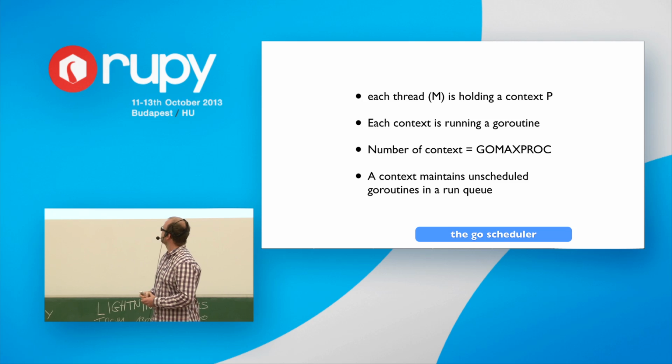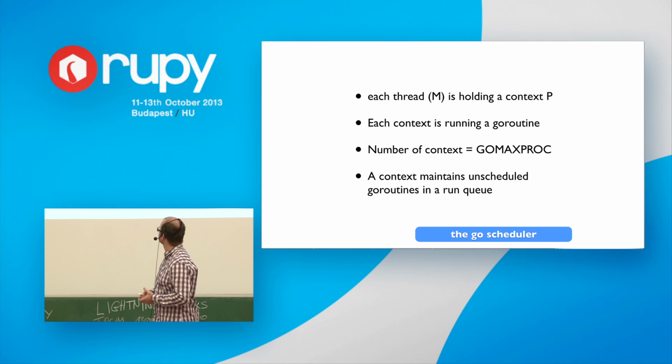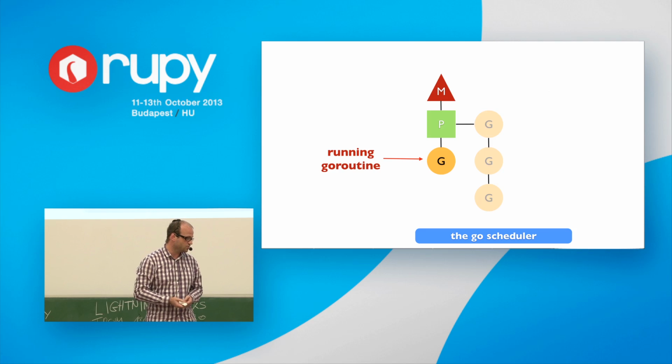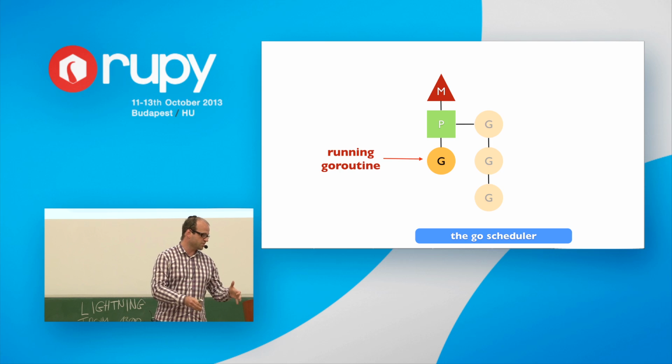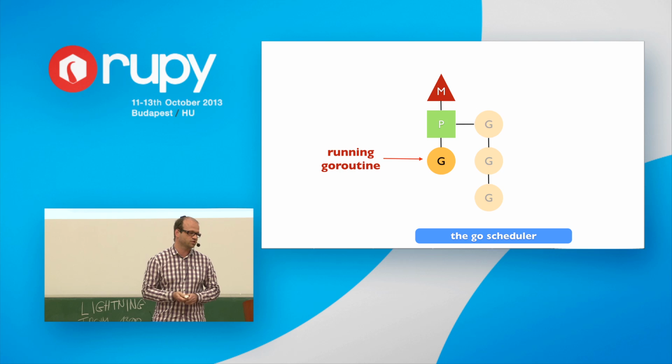By default, this is 3 now. It used to be 1. Now it's 3, and it is set to the number of cores. When you have 4 cores, you will have 4 GOMAXPROCS, 4 processors, sorry. And a context maintains the queue. So again, a processor has at one time one running Go routine and maintains a queue of future scheduled Go routines.